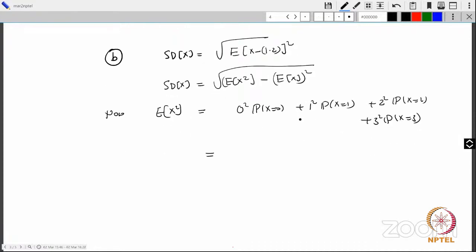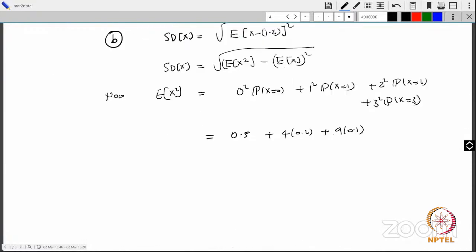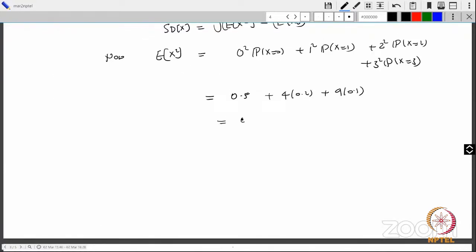And that's going to be equal to what now? Probability x equal to 1 is 0.5. The 0 goes away. It's 4 times 0.2, right? Plus 9 times 0.1. That's what I'll get, right? Very nice. And that's going to be 0.5 plus 0.8 plus 0.9. So it's 1.7 plus 0.5, is this correct? This is 2.2.